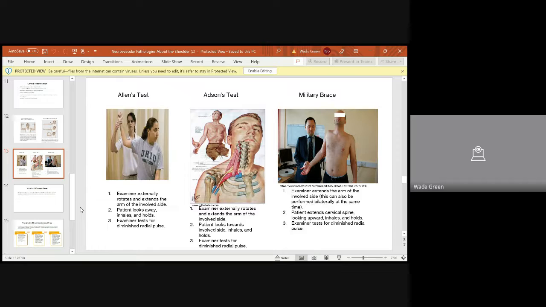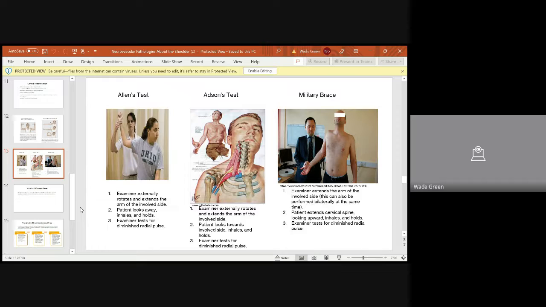So remember, Allen's test, head away to the opposite side. Now Adson's test. The examiner is standing behind the patient, checking the radial pulse again, but this time the head is turned toward the involved side. So Allen's test, the head is away. Adson's test, the head is towards. The examiner takes the radial pulse, has the patient inhale, take a deep breath and hold it, looking for a diminished or disappearing radial pulse.